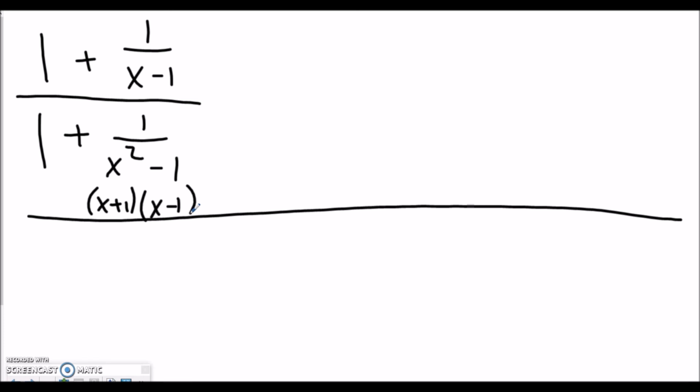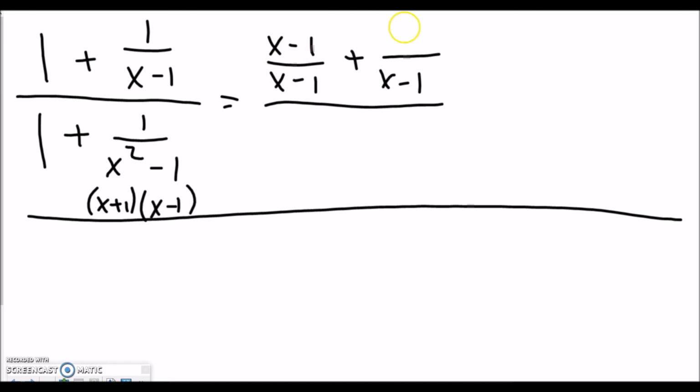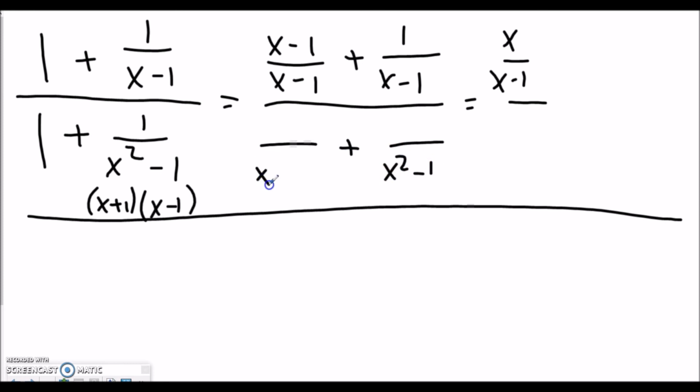So if you keep them separated, we know that on the top, our common denominator needs to be x minus 1. That would make my numerator x minus 1. That would stay the same. So that just gives me x over x minus 1. In the bottom, my common denominator would have to be x squared minus 1. So that changes the numerator to x squared minus 1, and that denominator stays the same. That just gives me x squared over x squared minus 1.